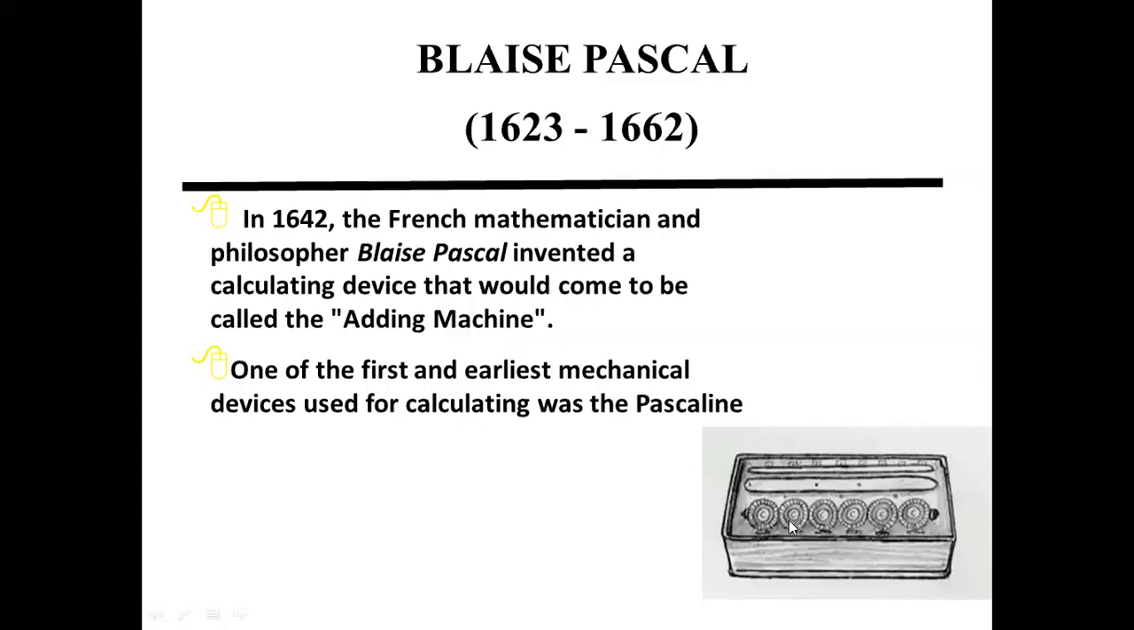Next, we have Blaise Pascal's machine. It looks like this. It was designed in 1642 by a French mathematician and philosopher. Blaise Pascal invented a calculating device that would come to be known as an adding machine. One of the first and earliest mechanical devices used for calculating was the Pascaline. So this is called the adding machine, invented in 1642, and basically it is one of the first or earliest mechanical devices that was used for calculations.